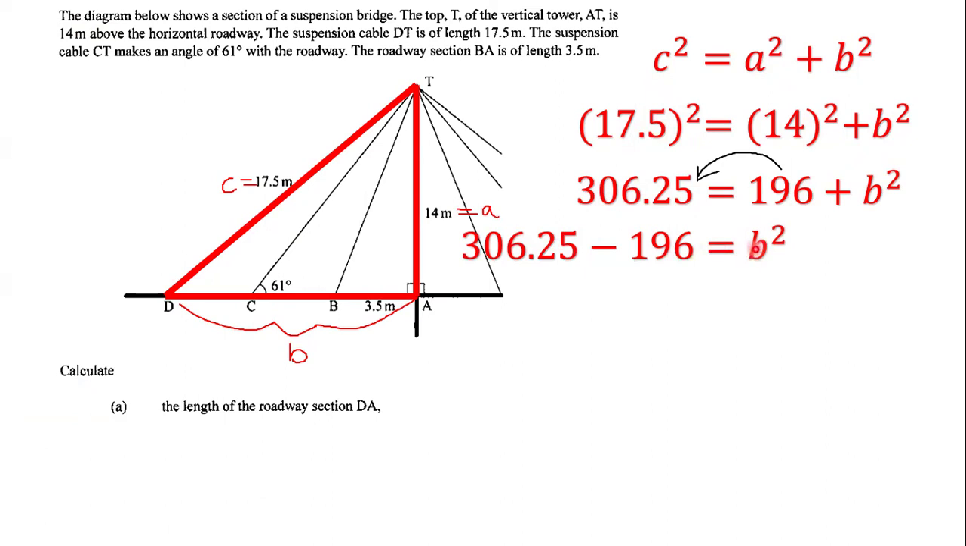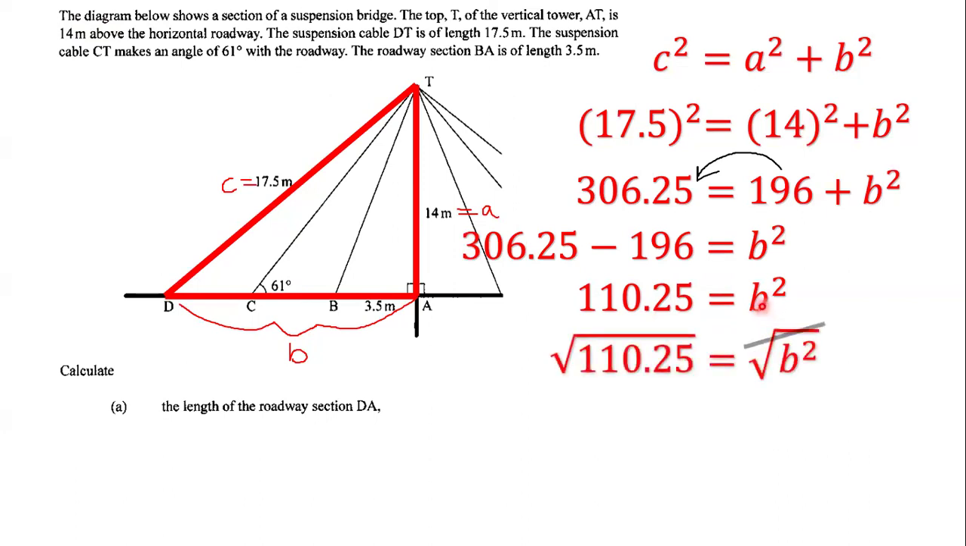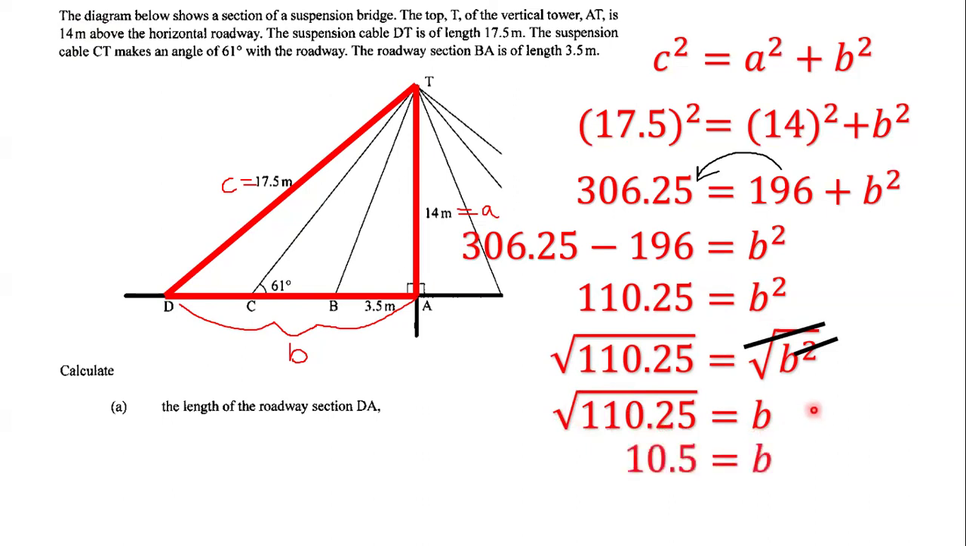Next, we subtract, and when we subtract, we get 110.25. But that's not the end. We're not done yet. We have to take the square root of both sides because we're trying to figure out what B is. And so the square is canceled with the square root, so we are left with B equal to the square root of 110.25, and we have that B is equal to 10.5. And so that means that the length of the roadway section DA is going to be 10.25 meters. That's the answer to this question.